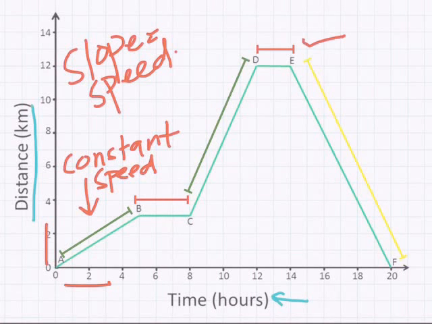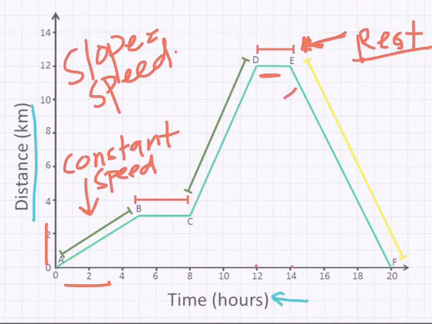These red bars are showing you that the object didn't change distance. So in this situation, it stayed at 12 kilometers between the seconds of 12 and 14. So in this situation, the object is at rest. Sorry, that looks a little messy.